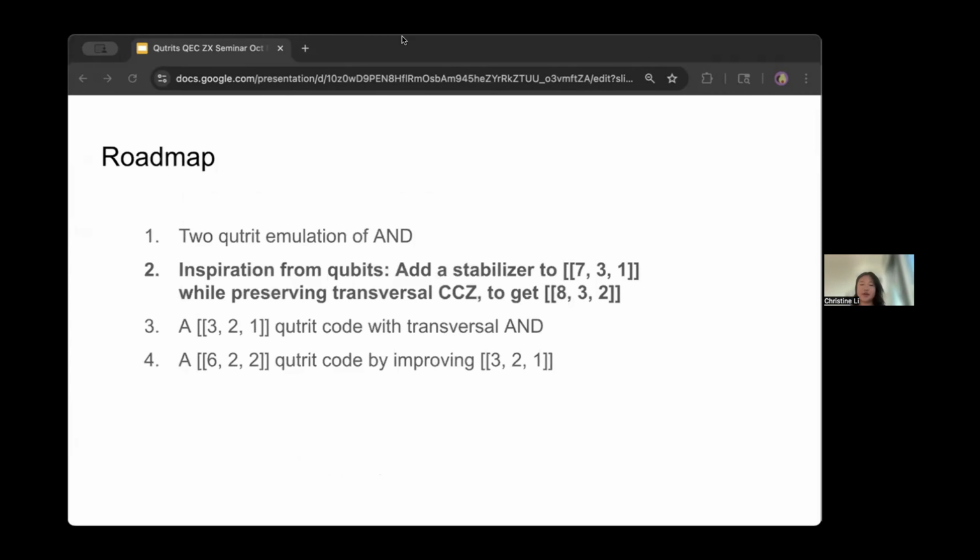Okay, so now I kind of want to jump to the idea of going from the symmetric circuit to a code. And the inspiration for this comes from going from the qubit CCZ symmetric circuit to the 832 color code.